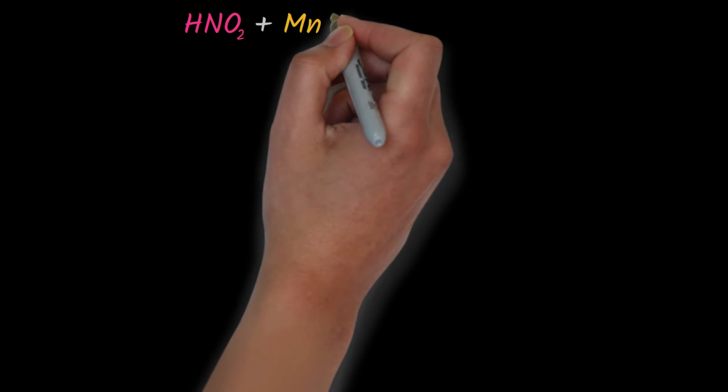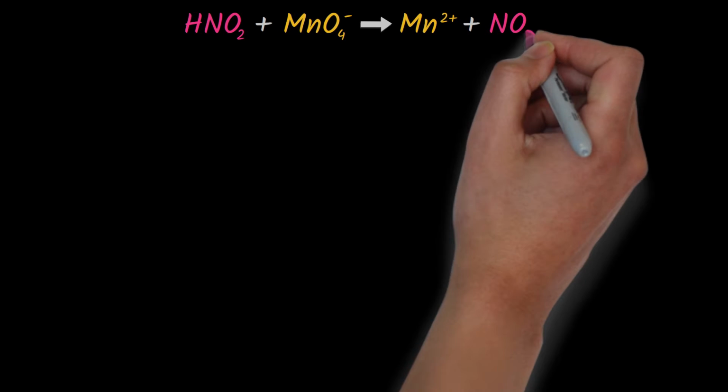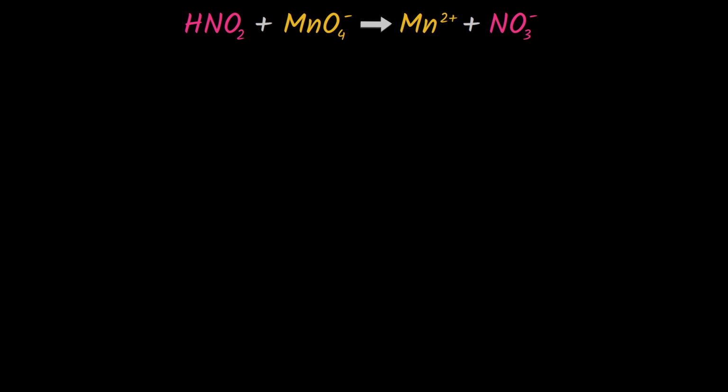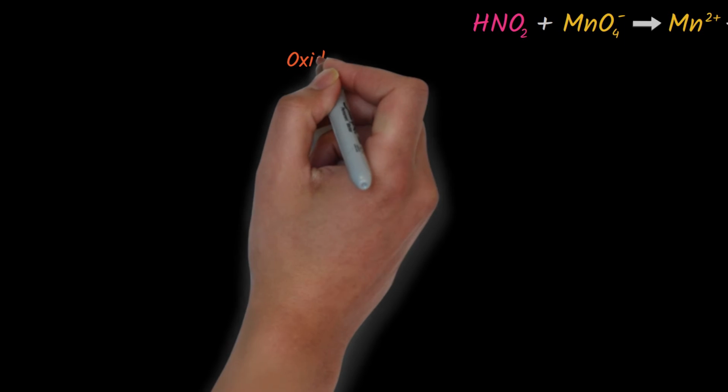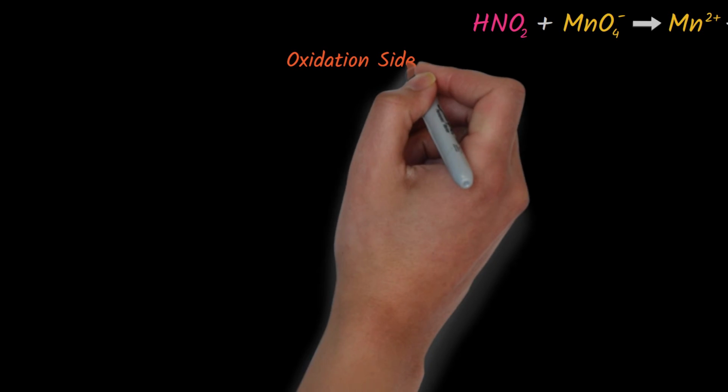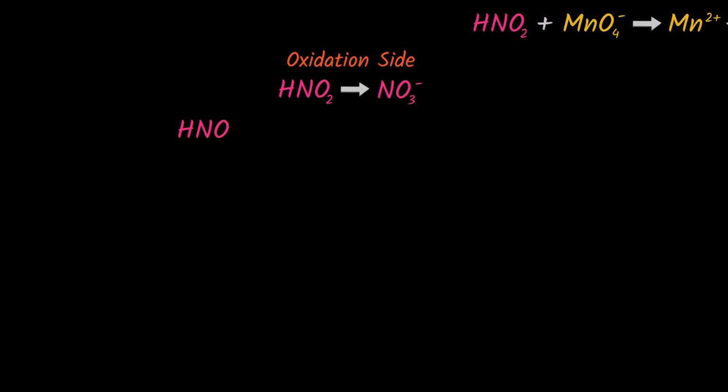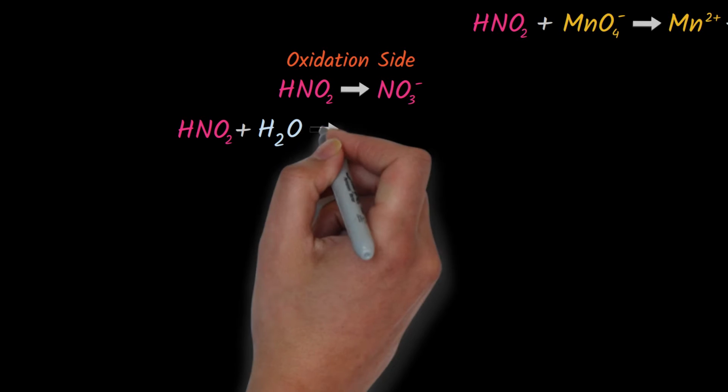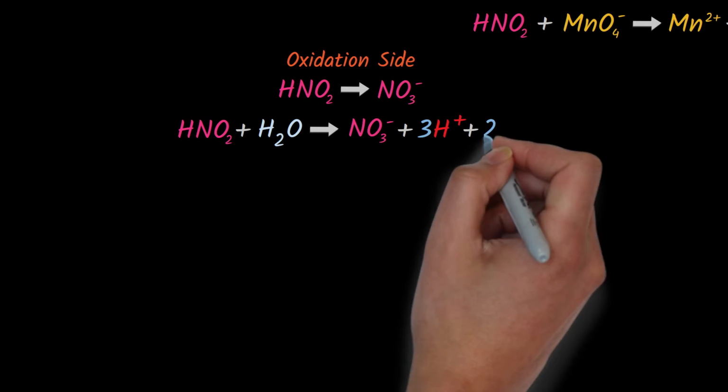Let's look at a slightly more complicated version of this process when nitrous acid reacts with permanganate to make manganese 2+ and nitrate. Remember, if you can't directly see which species are the oxidation half, you will need to calculate that as we did in the beginning of this video. For the oxidation half, we have nitrous acid going to nitrate. First, we need to balance the oxygens with water, the hydrogens with H+, and the charges with electrons.